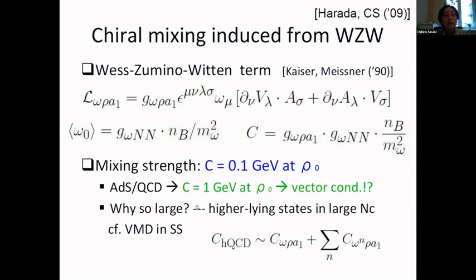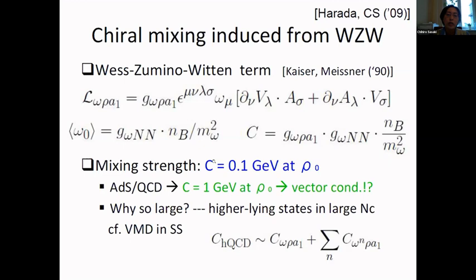So most likely the large contributions are coming from higher states of omega in the large Nc context. And then we actually know a very similar situation in the description of vector meson dominance in the Sakai-Sugimoto model. This is one of the top-down approaches of QCD. So therefore, so far the message is that the AdS/CFT prediction for the parameter C is just unrealistic. So therefore we don't like to take this. Instead we had better stick to this 0.1 GeV value at the saturation density, because the derivation is very standard.